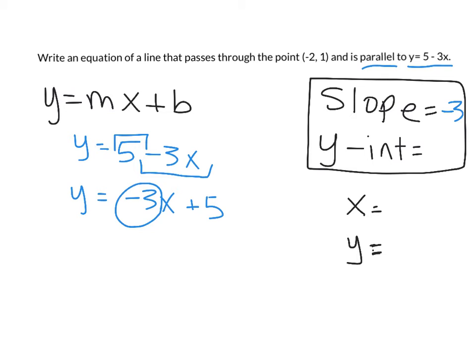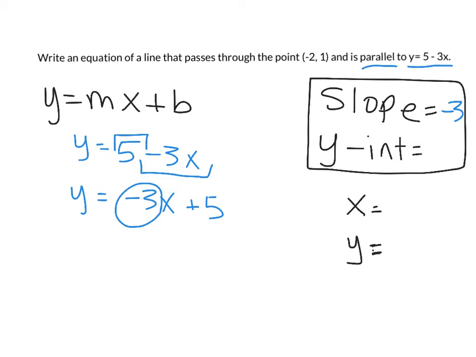Now, we don't have a y-intercept here. Obviously, the line that it's parallel to has a y-intercept of 5, but that doesn't help us because our line is just parallel to that line. It doesn't necessarily go through the y-axis at the same spot.